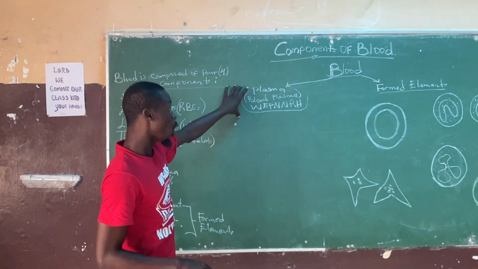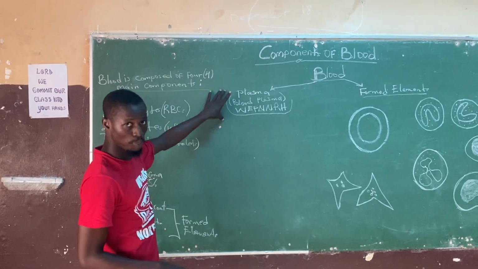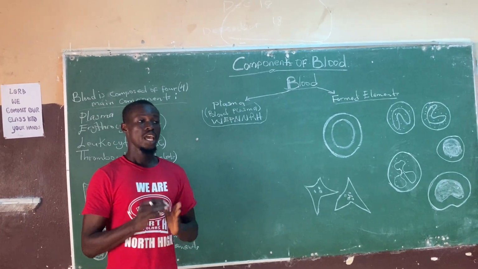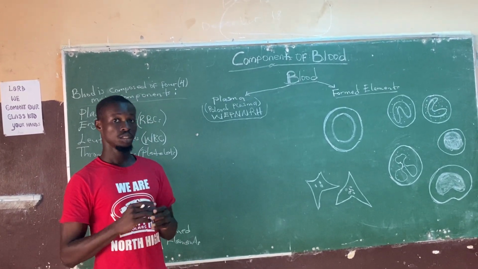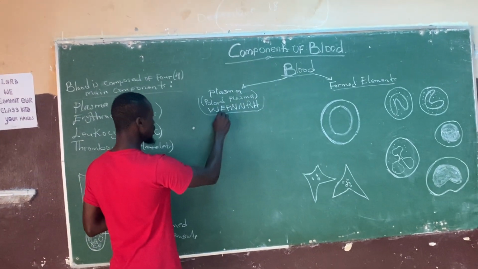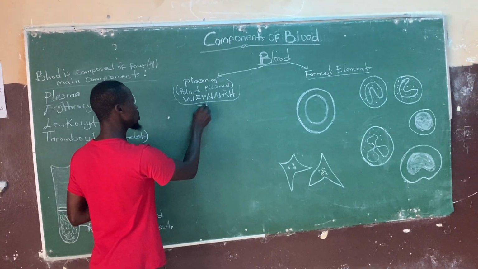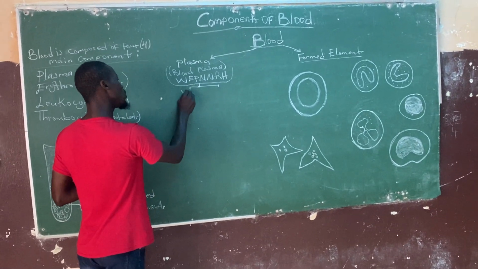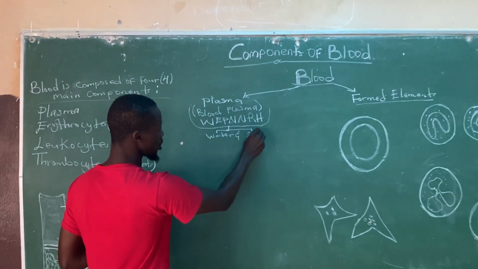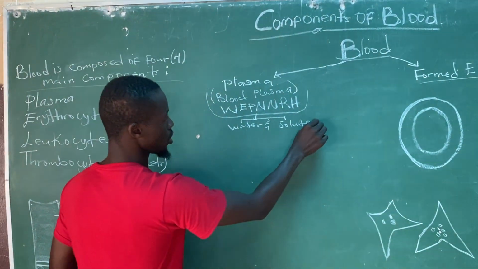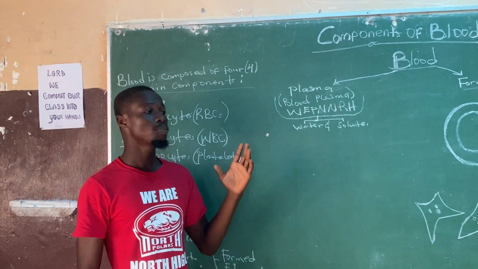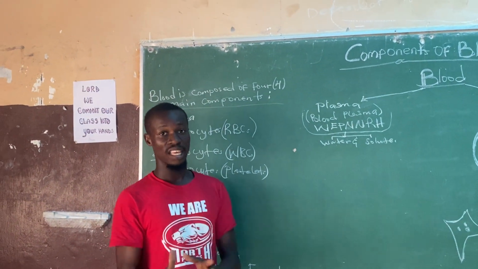So we want to now discuss the plasma component. All right. So the plasma component, or the blood plasma component, has a very unique function. One, it is divided into two categories. The two categories that the plasma component is divided into are the water component and the solute component.